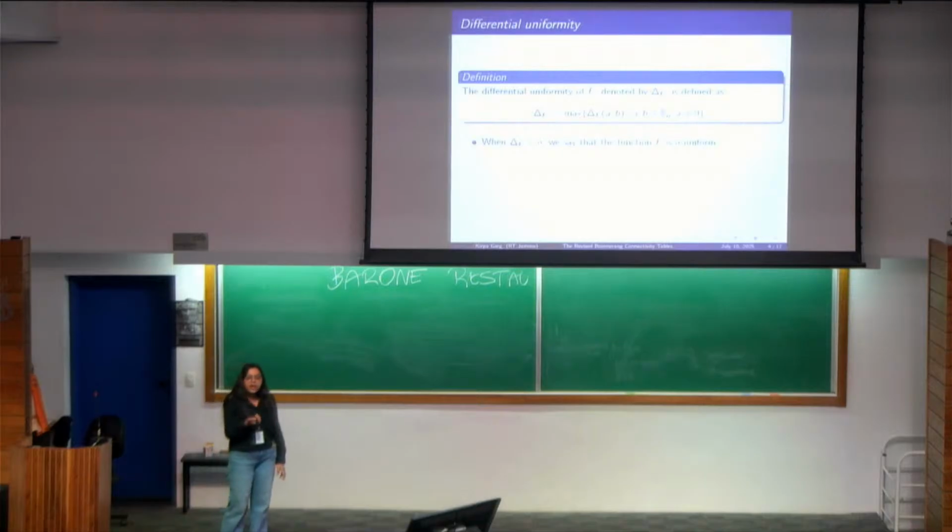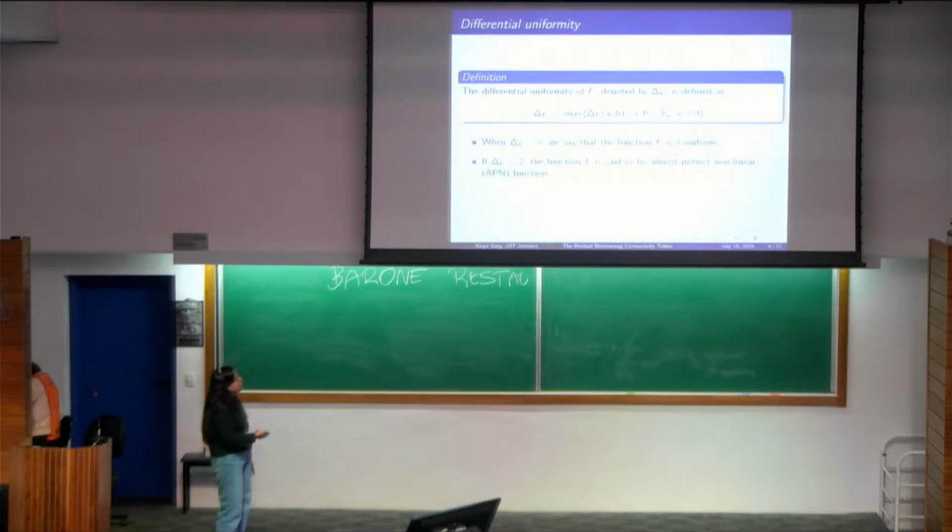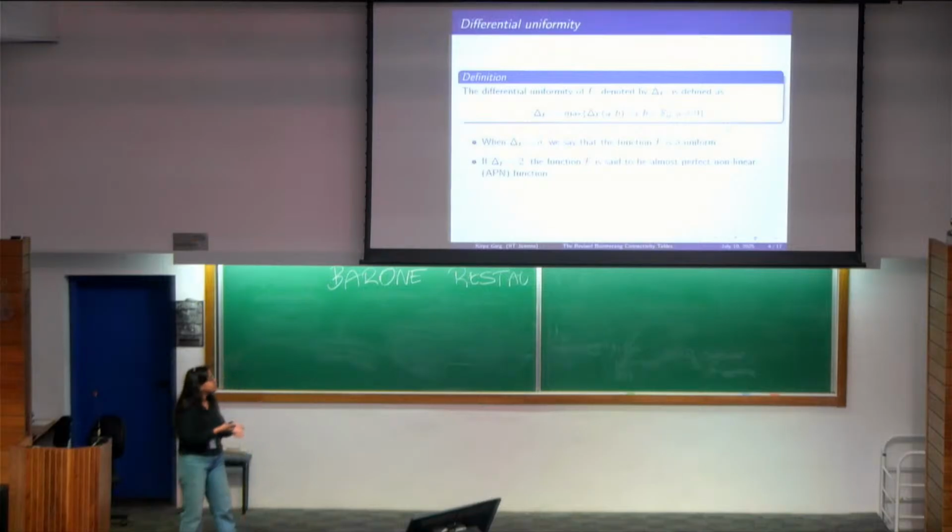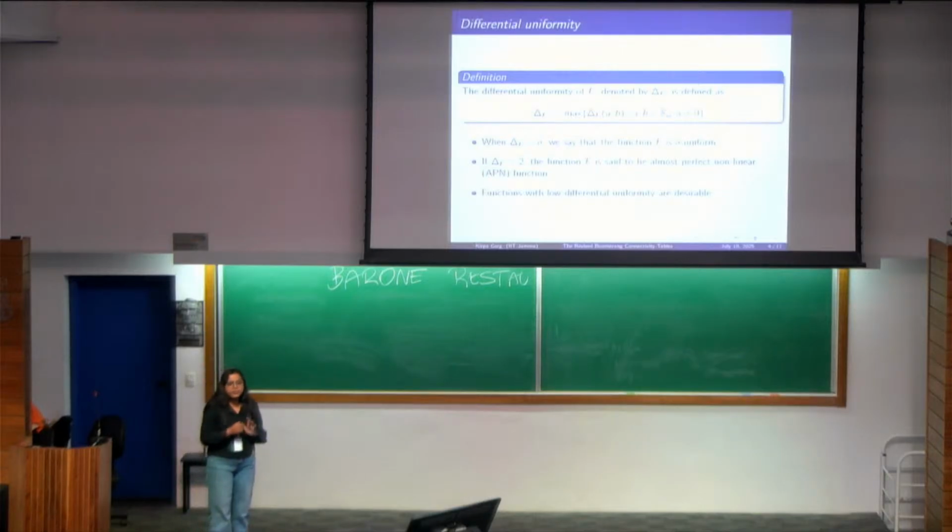If a function has differential uniformity delta, we will say that it is a differentially delta-uniform function. Like if it has differential uniformity 4, we will say that it is a differentially 4-uniform function. And we already know about the APN functions. These are the functions with the best possible differential uniformity over finite fields with even characteristic. And I think I don't need to say much about this. The functions with low differential uniformity are the desirable ones.